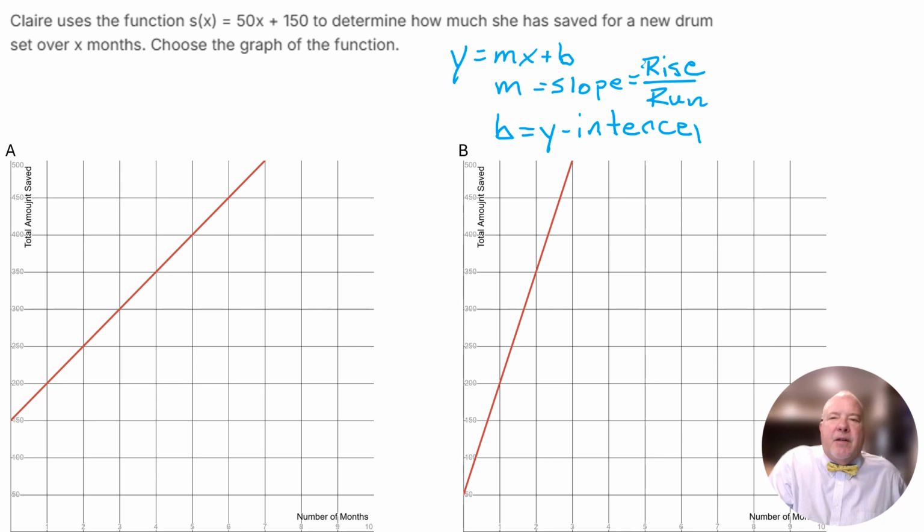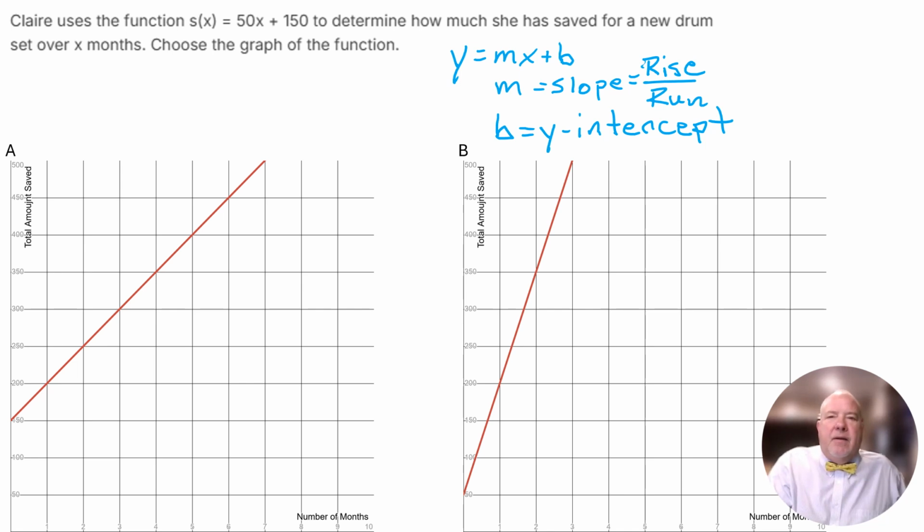And don't ask me why they use the letter B. I don't know. I tell my students, well, it's B because y-intercept starts with a y. And they say that doesn't make any sense. And I say, exactly. So I don't know why it's B. So anyways, let's go back to the problem here.